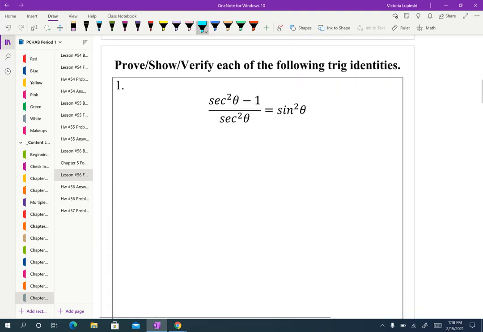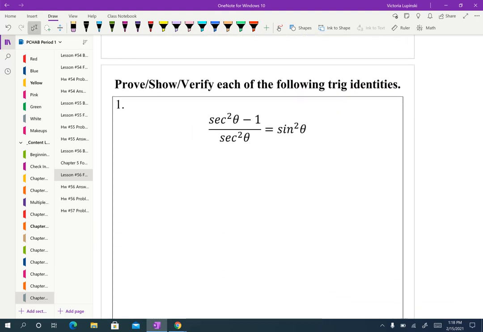Take a look here at the directions. Depending on what section of the book we're in, or depending on where you see these problems, you might see the words prove the identities, show that they're equal, or verify that they're equal. They all really mean the same thing. It means go through a series of steps to prove that the left side is in fact equal to the right side. Now, just so you know, there are problems out there that I could give you where they're not equal.